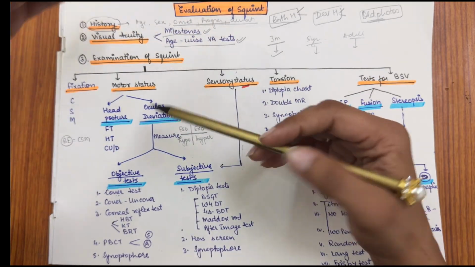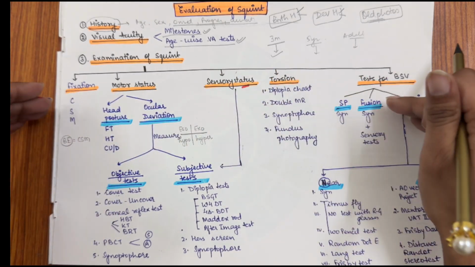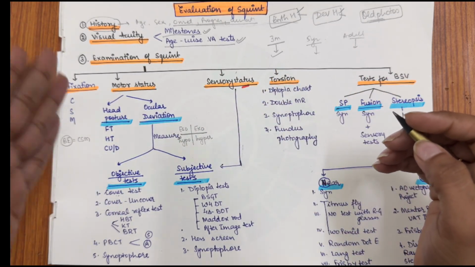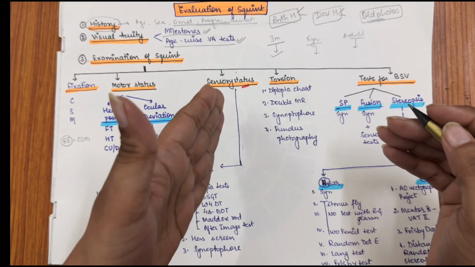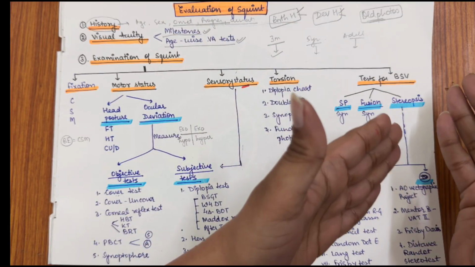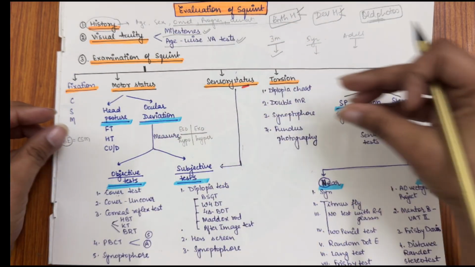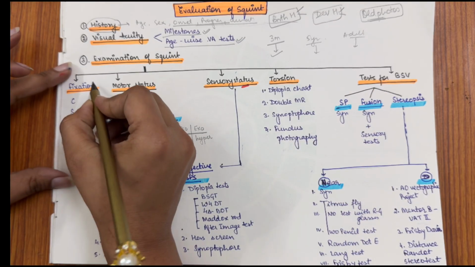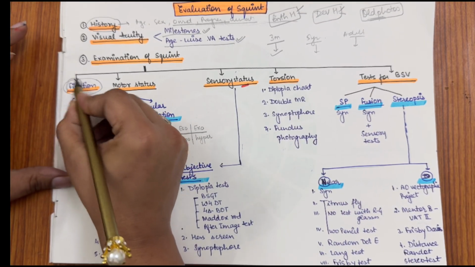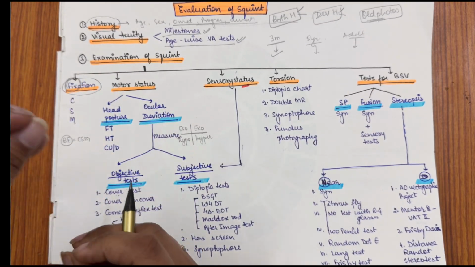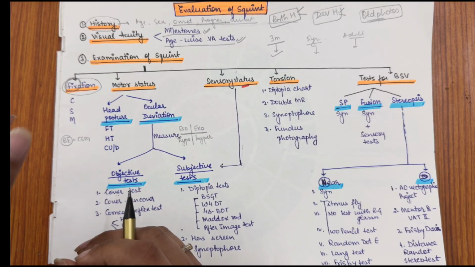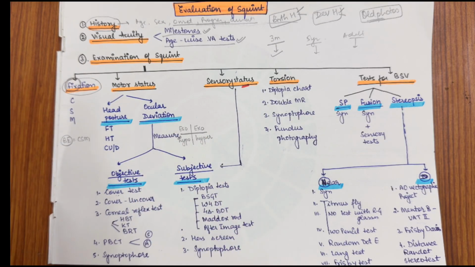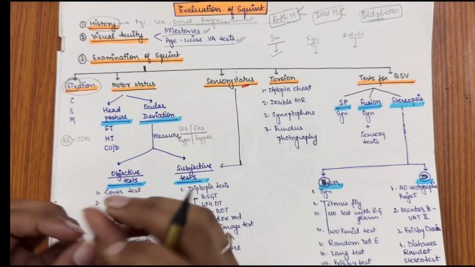Next, examination of squint, we are going to divide it into fixation, motor status, sensory status, torsion and test for binocular single vision. So let's see one by one. So what is fixation? It's inside the name only, that you need to fix. Fix means steadily looking and maintaining the gaze on a target.